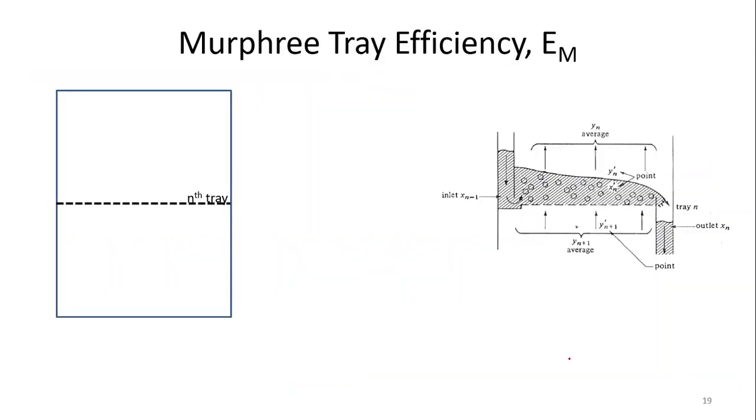Now come to the next type of efficiency, called the Murphy tray efficiency. The name suggests that it is related to an individual tray, a single tray. For example, this is a tray, the nth tray we are taking in general form.